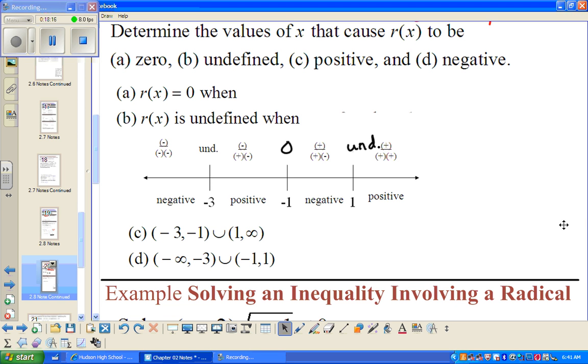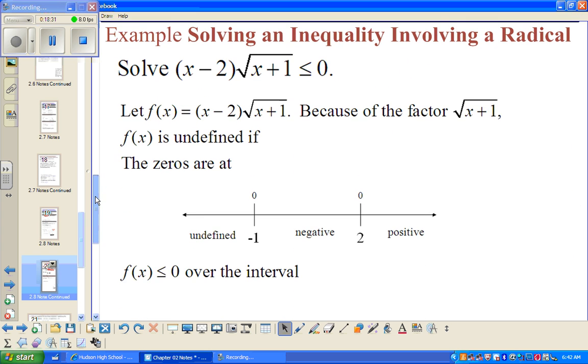And those are the answers you should have. It's positive between -3 and -1, and from 1 to infinity. Negative from -infinity to -3, and from -1 to 1. Got one more problem left, just to give you an example.